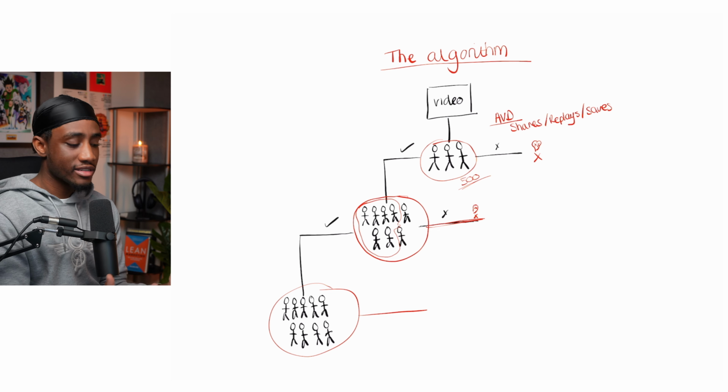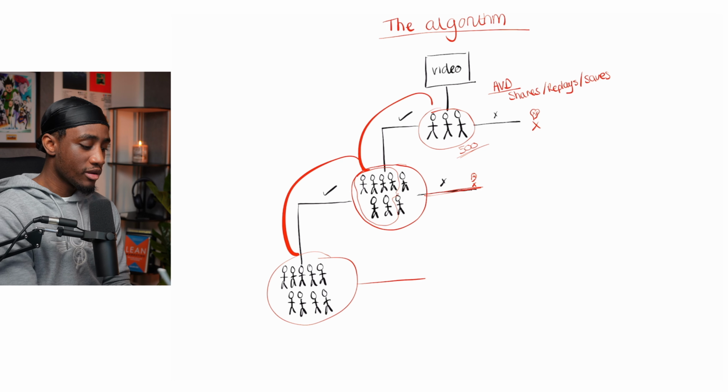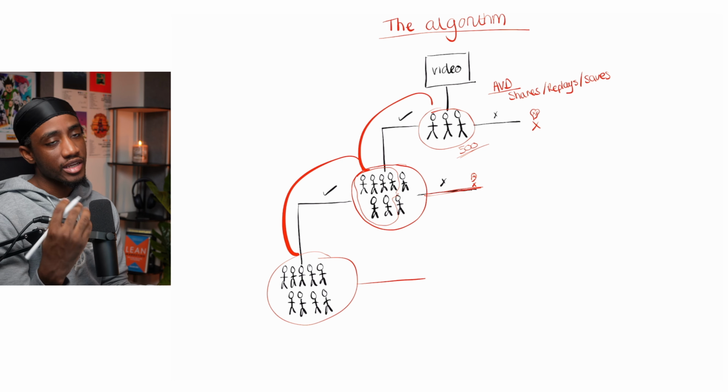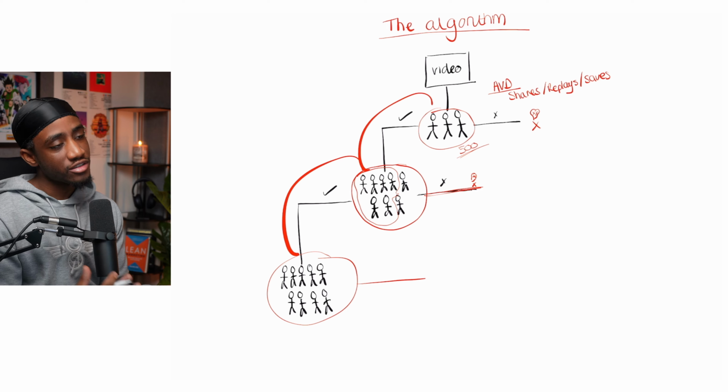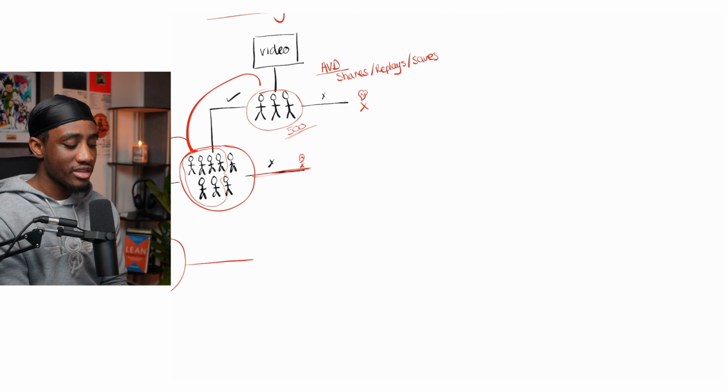Now, the most important thing, now you know how the algorithm works, is how you can actually manipulate it, how you can dominate it, how you can basically crack the code to make Instagram push out your videos to more and more people. Because you're thinking, okay, the average view duration, I get it. The shares, replays, saves, I get it. But how do I actually do that? How do I actually make my videos shareable? How do I make people watch my videos?